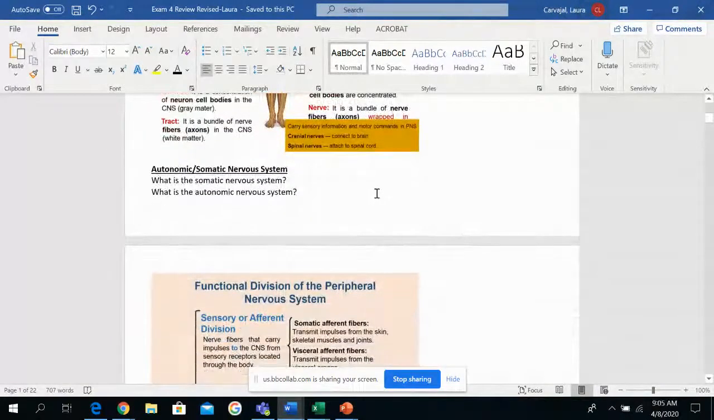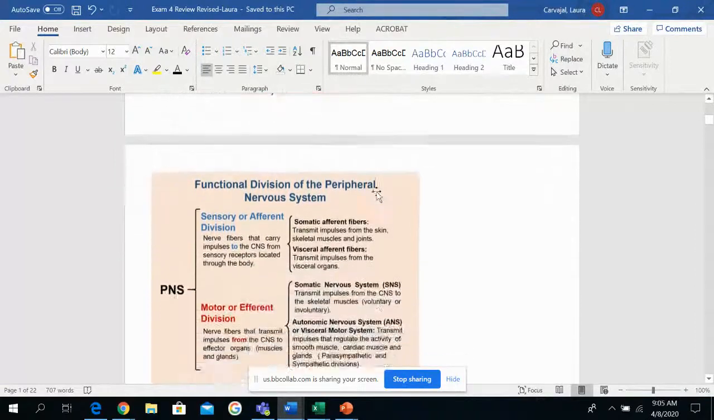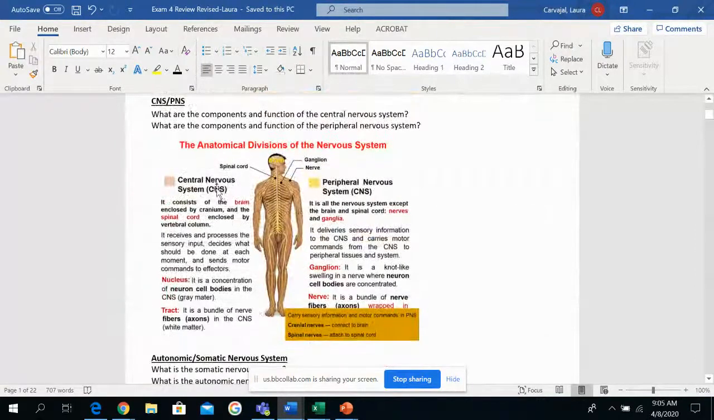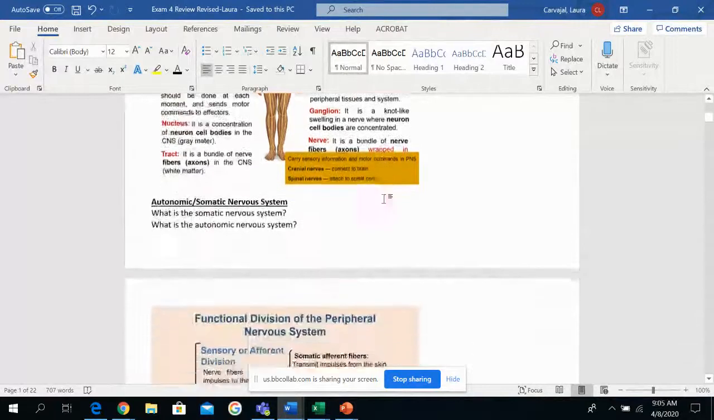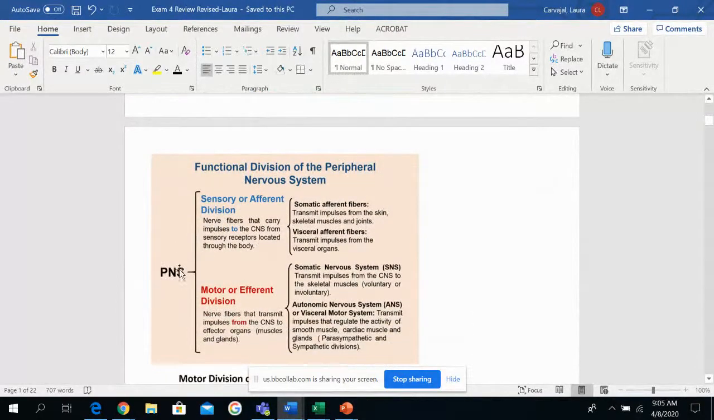Okay, so what is the somatic nervous system and what is the autonomic nervous system? Within your CNS and PNS, this is like the basic overall umbrella category. Then we start breaking it down. We don't break down the CNS because it's just your brain and spinal cord, but we can break down the PNS. Within the PNS, you have your sensory and your motor division. The sensory is the one that carries the information afferently, which basically means that the information is being carried to your central nervous system.